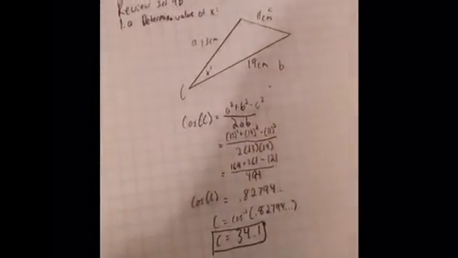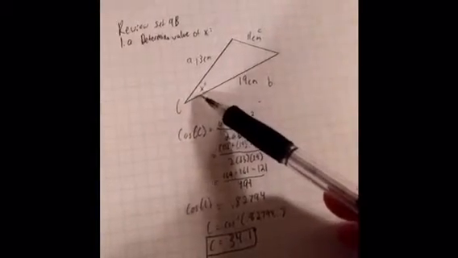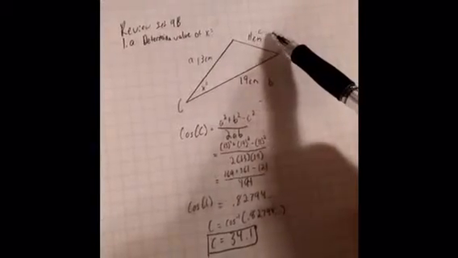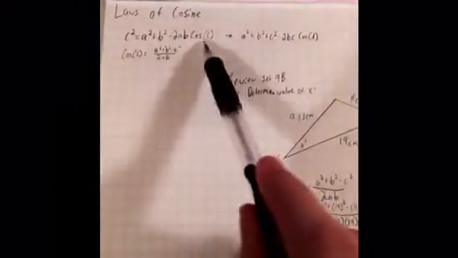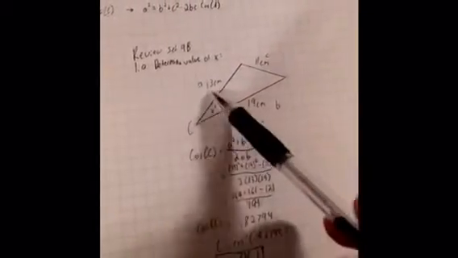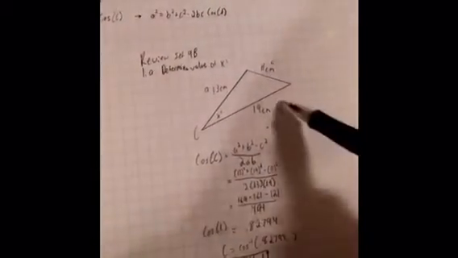Alright, so the first task is to assign the sides variables. Since we're trying to solve for this angle, it's always best to assign this side C, because that's the equation they give you in the data booklet. So it's easier to keep C as what you're solving for. Then A and B are arbitrary. You could have switched them, and it'll give you the same answer so long as you're consistent throughout the problem.